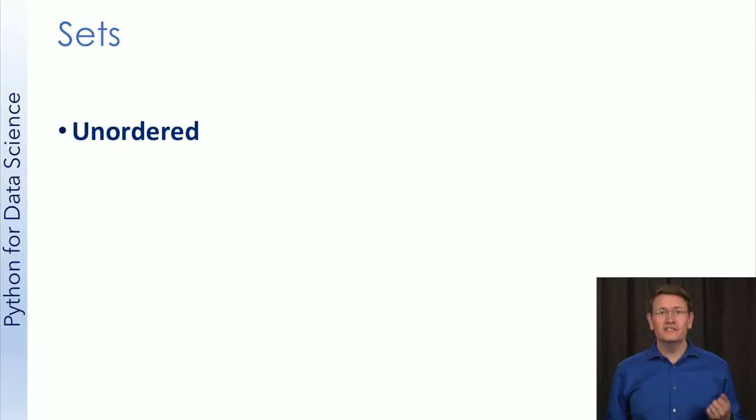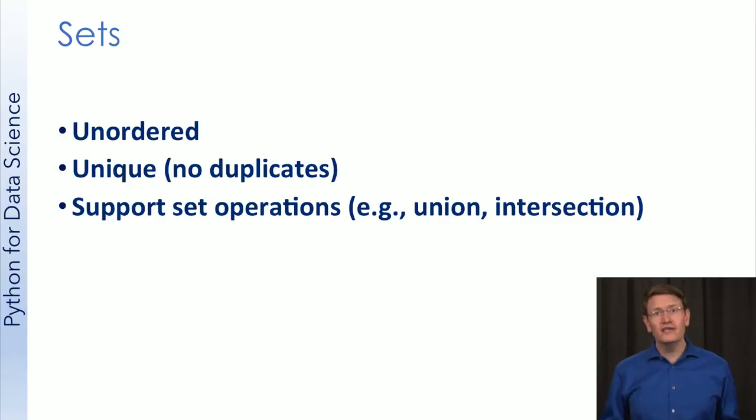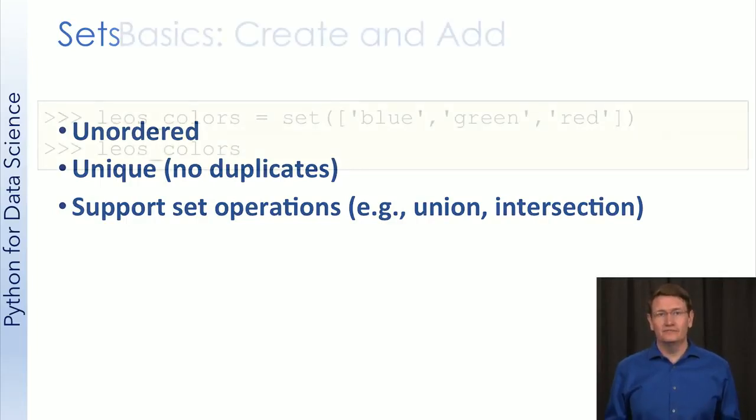The first is they, like dictionaries, are unordered. This, again like dictionaries, allows them to be incredibly fast for a number of key operations. The second is that they hold unique elements, which means you cannot have duplicate values. The third is that they support useful set operations, including union and intersection. Let's do some examples to see why sets can be handy.